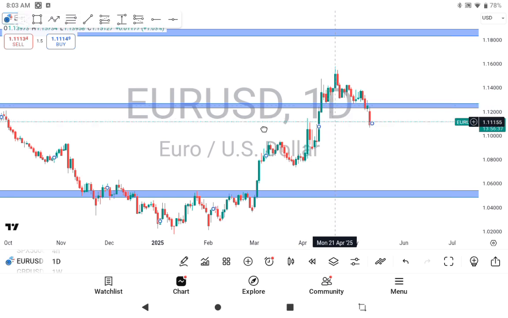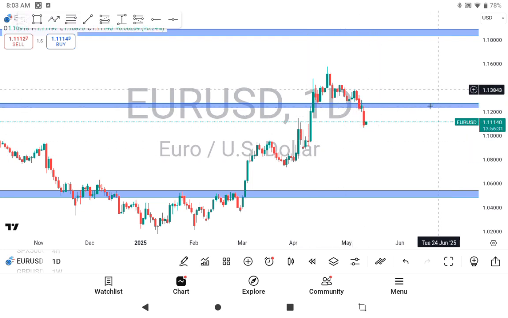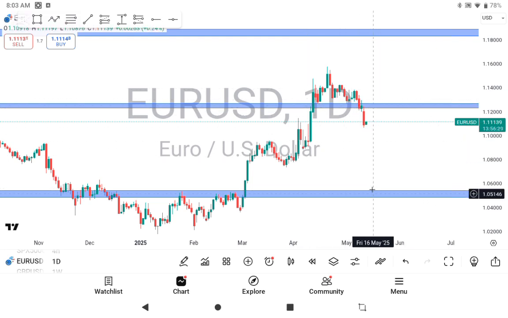Now, on my previous videos on Euro USD, I was calling Euro USD to this support level right here, provided that this support level is taken out. Previous level of support has a strong resistance, giving us a pullback after the breakout of this neckline, and Euro USD should drop to this support level right here.